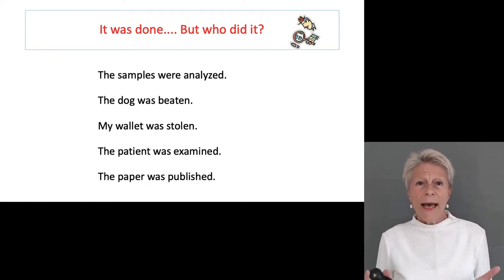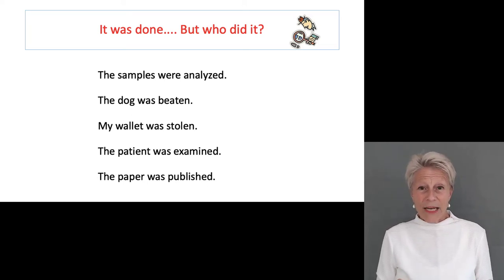Now, who analyzed the samples? Who has been beating the dog? Who stole my wallet? Who examined the patient? We don't know. And probably, to get the message here in a given context, we do not need to know. The focus is on the object and on the action itself. So, the passive voice is a useful structure if we don't want to waste words on the actor of the sentence, the one who did it.